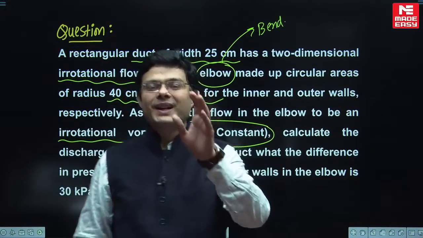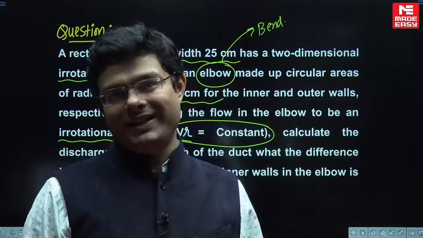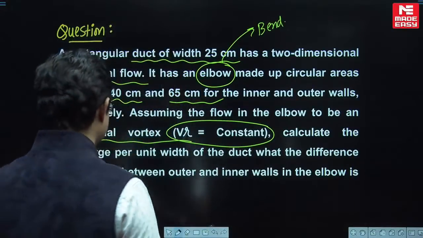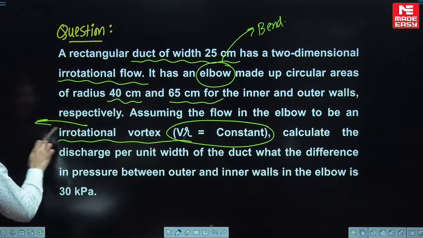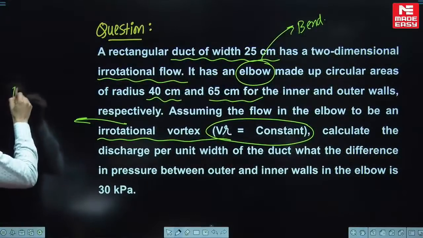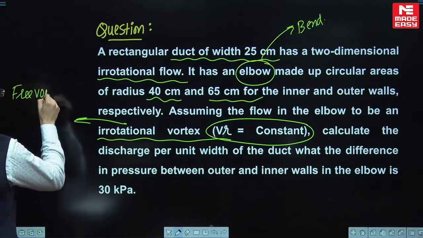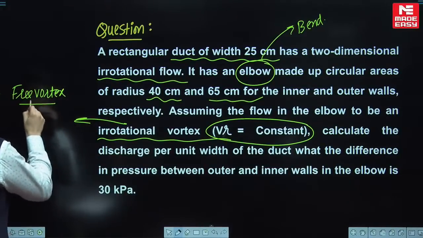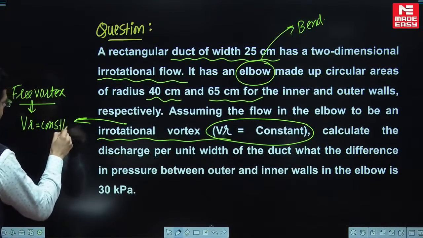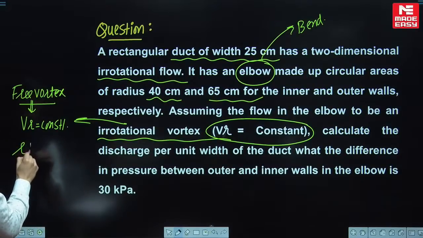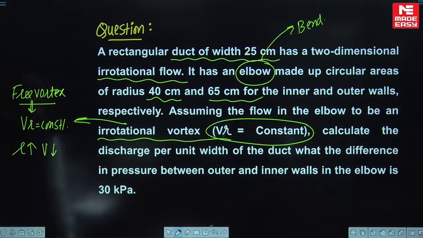Arey baba, in every batch of Made Easy I have taught this beautiful thing: the flow of fluid in a pipe bend is a free vortex. And for a free vortex, what is the governing equation? V r equal to constant. And in case of a free vortex, as the radius increases, the velocity decreases.